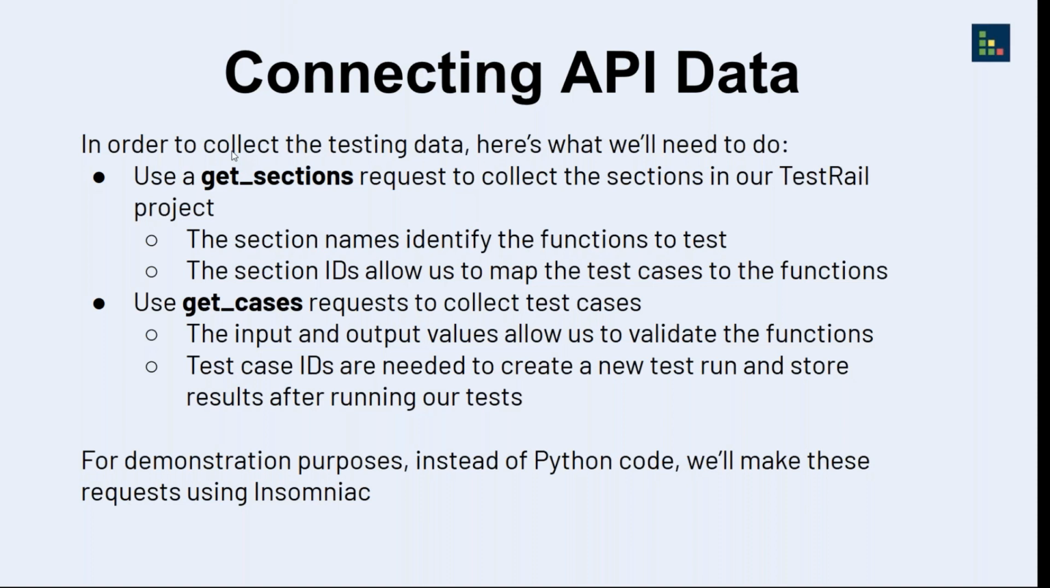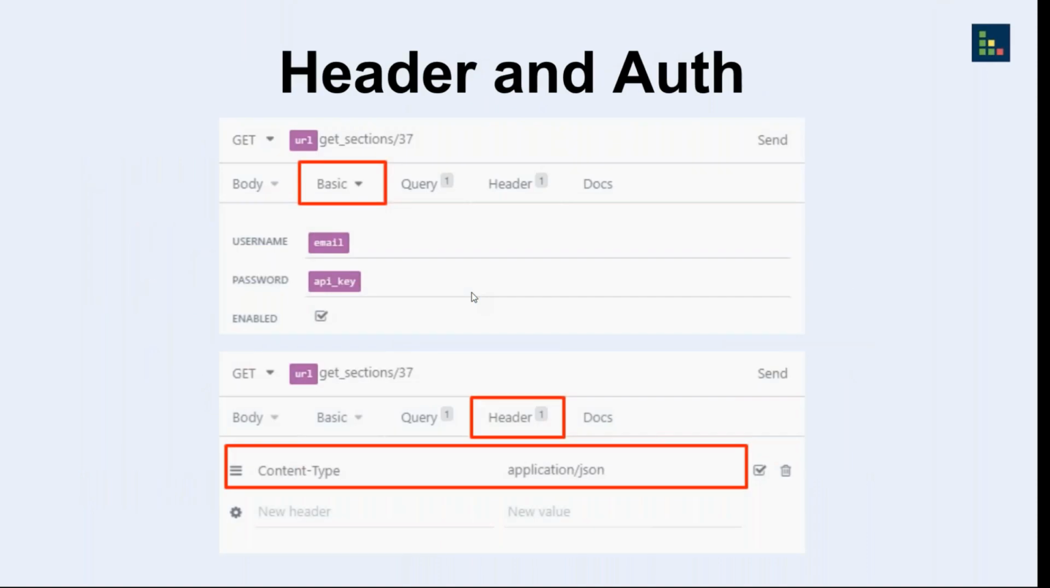For demonstration purposes, instead of Python code, I'll make a couple of sample requests using Insomnia, which is an API client, similar to Postman. To make things easier to understand, we're just going to look at it using an API client instead. But like I said, the actual script itself will be available for anybody who's interested.